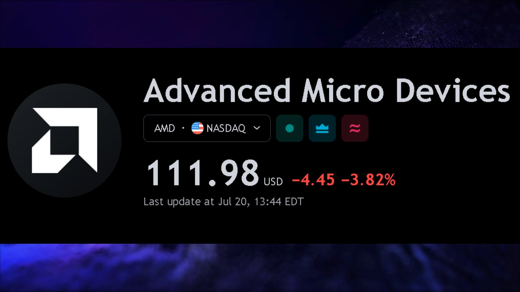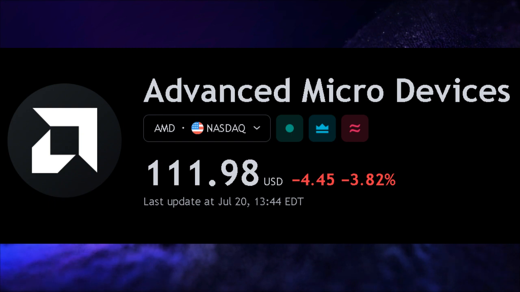Before we jump into the details, let's take a quick look at the chart. As you can see, Advanced Micro Devices Incorporated, commonly known as AMD, has been on a fascinating journey over the past year. We'll be exploring the recent breakout and the potential trade plans based on the chart analysis.